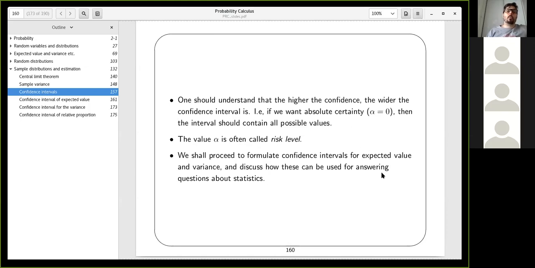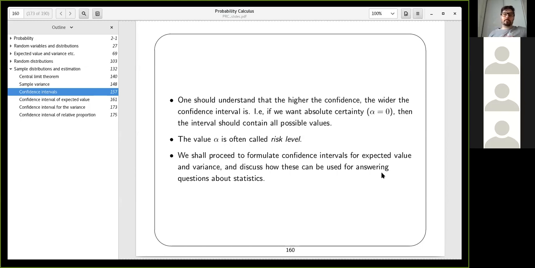The higher the confidence, the wider the interval. So if you want 100% confidence, then your interval will contain all possible values, all the real numbers. Alpha equals 0 means that there is no room for error. Then anything can happen. These are random variables, so if we assume that they are normally distributed, then they can be any real number. Yes, the probability is very small that it's very large or very small, but it's still possible. So absolute certainty will never ever be attained.